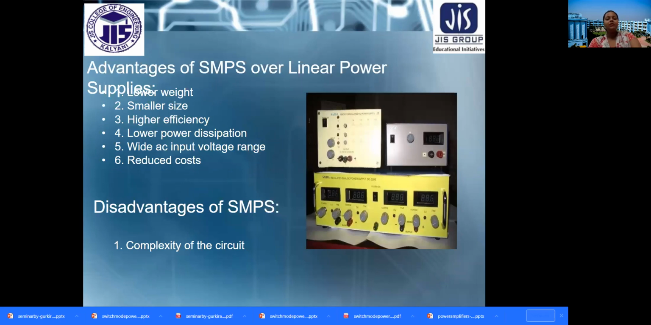What are the advantages of SMPS over linear power supply? Lower weight, smaller size, higher efficiency, lower power dissipation, wide AC input voltage range, and reduced cost. So these are all the advantages that SMPS can have over linear power supply. But what is the disadvantage? It's complex. The circuit is complex.